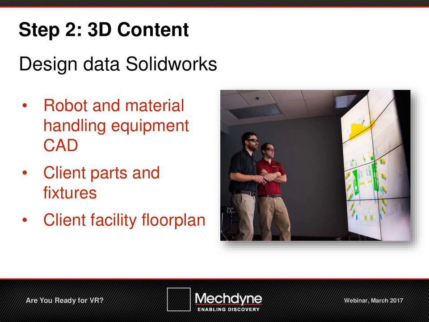For content, they used several CAD packages. Most of their internal design work was done using the Dassault product SolidWorks. And yet, additional CAD often came from their vendors for the welding robots and material handling equipment they used. CAD also could come from Genesis clients for parts and fixtures, as well as facility floor plans. So content for a single design could come from as many as 5 different CAD packages.